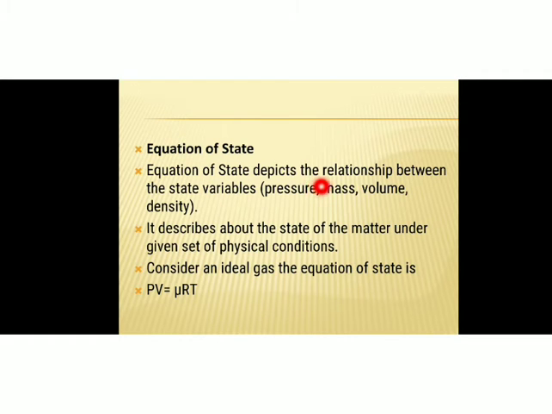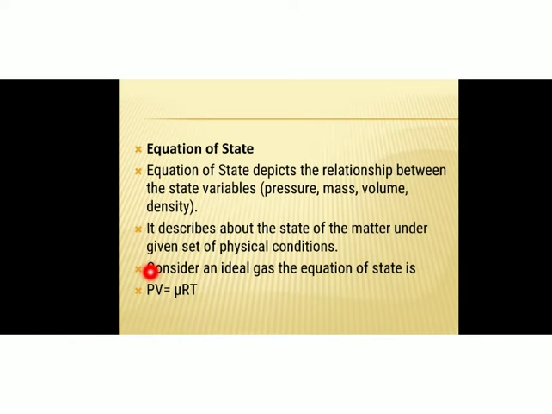So equation of state is an equation that shows the relationship between any of the state variables with each other. For example, consider this equation PV = μRT. You are familiar with this equation. This is our famous ideal gas equation.